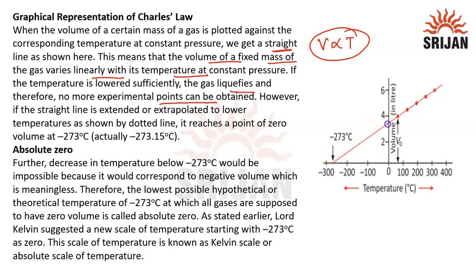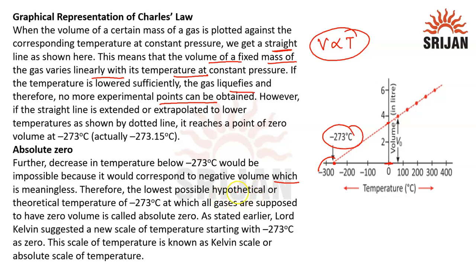At this temperature the gas will liquefy, but if we extrapolate to lower temperatures, we can see it reaches the point of zero volume, and the temperature at which the volume of the gas becomes zero is minus 273.15 degrees Celsius. A decrease in temperature below minus 273 degrees Celsius would be impossible, because it would correspond to negative volume, and we know that negative volume is meaningless.